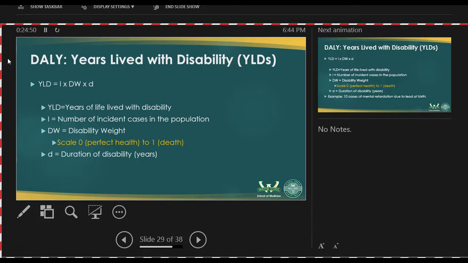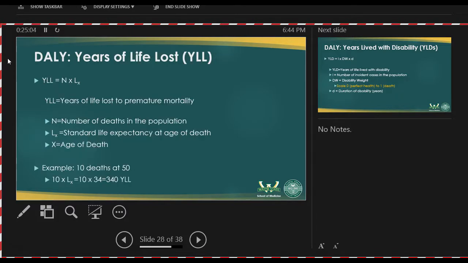And in this case, YLD is equal to I, which is the number of incident cases in the population, times DW, which is the disability weight, which scales from 0 to 1, times D, which is the duration of disease disability. And then you have deaths at 50 again.